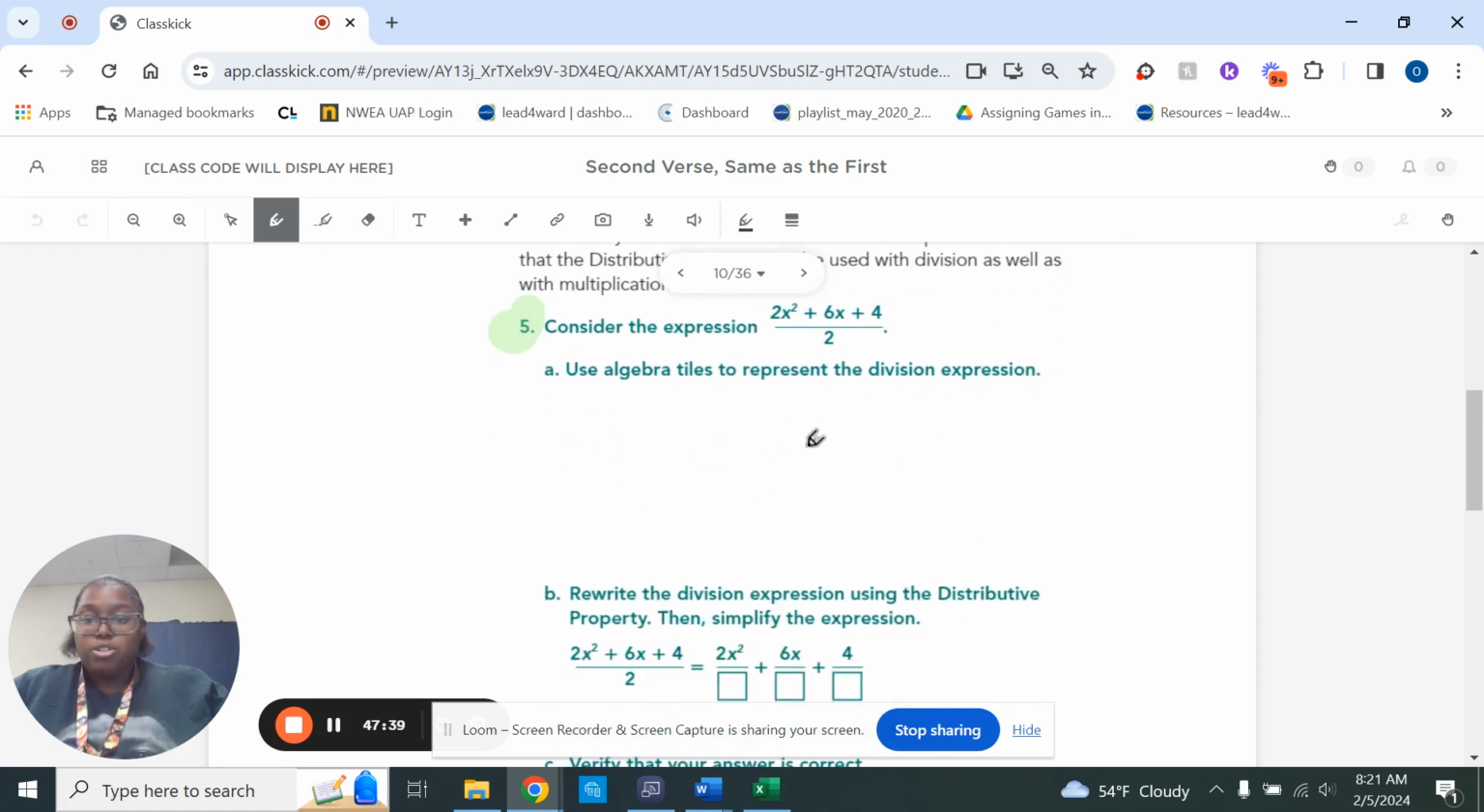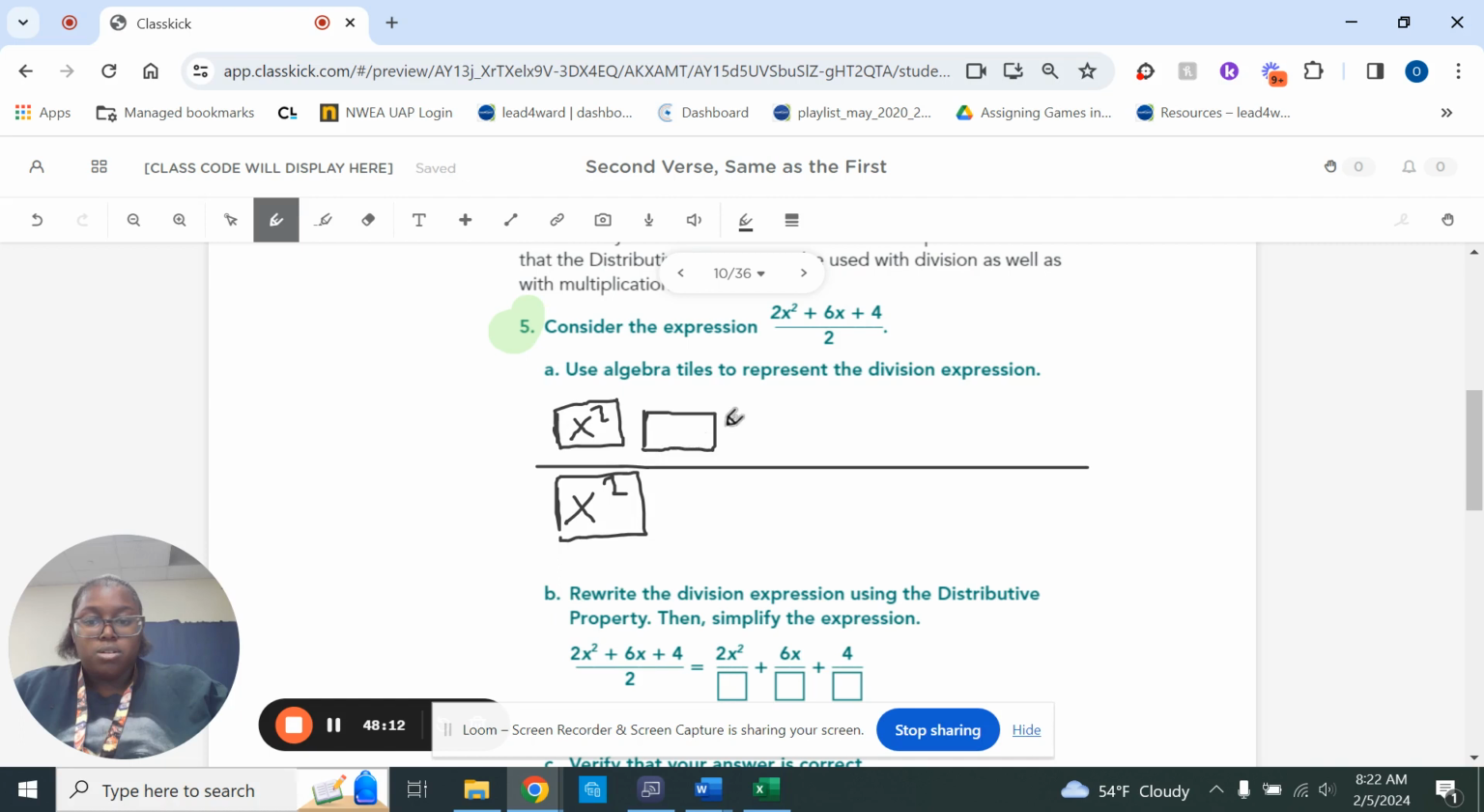I'm going to do the algebra tiles real quickly. So we have 2x to the power of 2 plus 6x plus 4 divided by 2. So we need 2 groups, and I'm going to be splitting this as I go. So this twice, since I have only 2 of them, that means I need 1 in each group. Six, I'm going to have to split into 2 groups. And then the 4, I'm going to have to split into 2 groups.